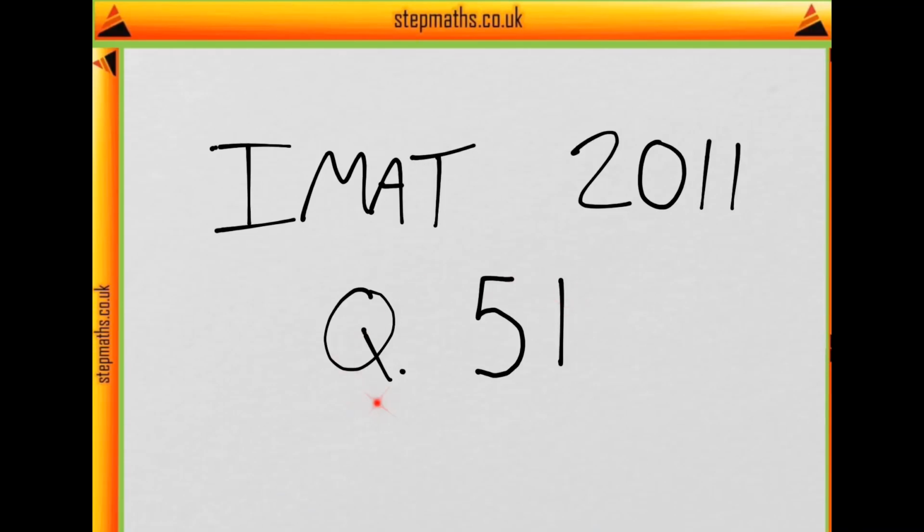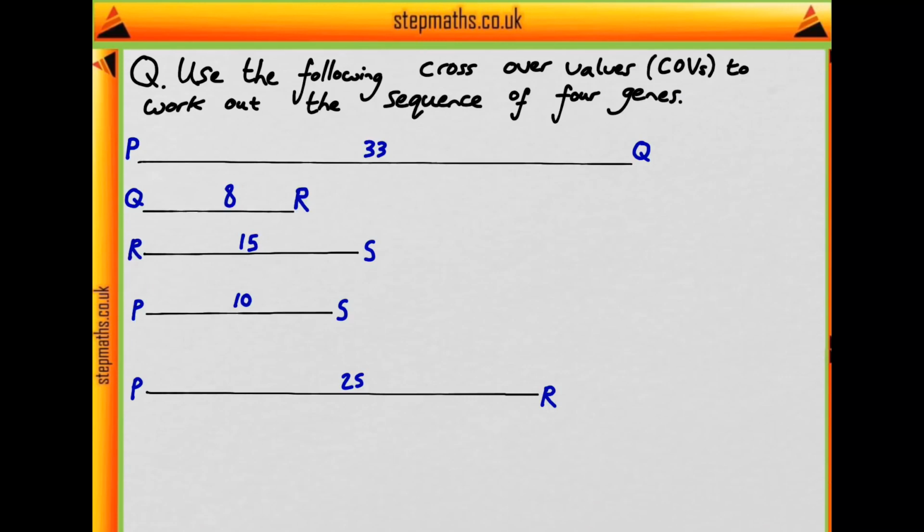This video is on question 51 from the 2011 IMAT paper. In this question, we're asked to use the following crossover values, known as COVs, to work out the sequence of the four following genes P, Q, R, and S on a chromosome. Now, our job is to overlap these various crossover values in such a way to compose a chromosome map in which all of the crossover values are correct.